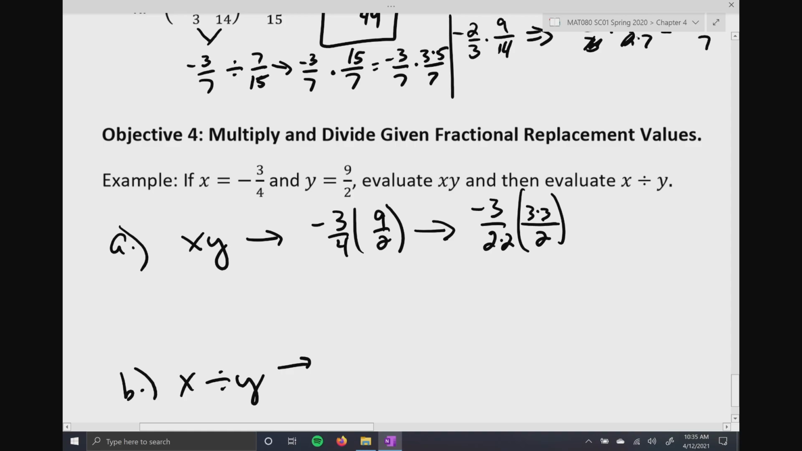Notice nothing reduces. All my 3's happen to be in a numerator. All my 2's happen to be in a denominator when I prime factorize. There's nothing I can do here. So the answer is negative 27 over 8 when you multiply. Nothing you can do there.